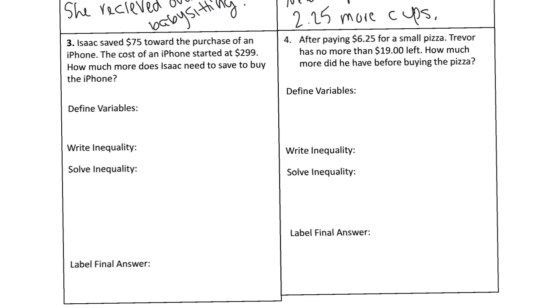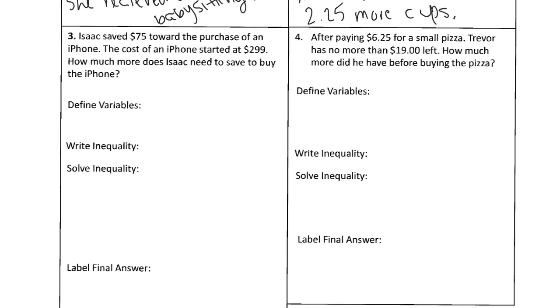3 and 4 is where I got confused when I was writing it. So your problem 3 should read, Isaac saved $75 toward the purchase of an iPhone. And then it says the cost of an iPod. So cost of an iPod is written there. Obviously, I meant iPhone. So cross off iPad and iPod, sorry, and write iPhone for me there.